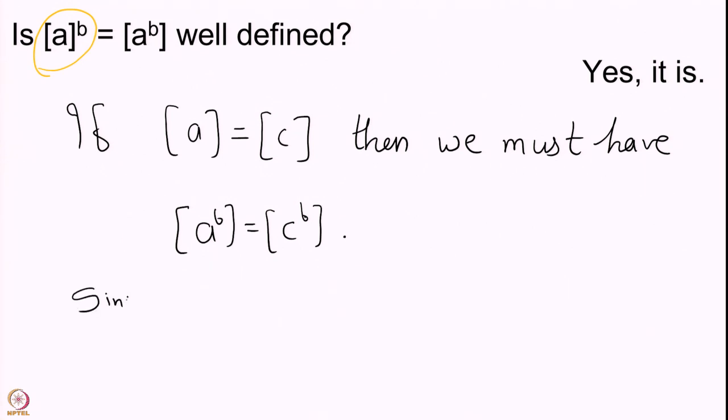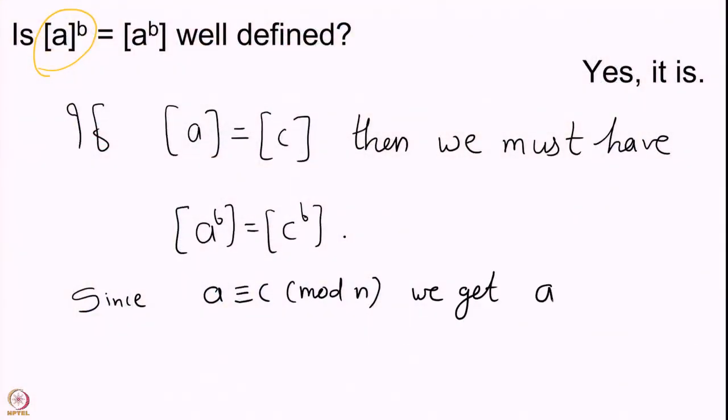So, since A is congruent to C mod n, I will consider this congruence B many times, take the product of left hand side elements which are all A, the product taken B times, so I get A power B, and the element on the right side of the congruence is C B times, taking the product will give you C power B. So, we get A power B is congruent to C power B mod n. And this is all that we wanted, because once we have A power B congruent to C power B mod n, we get that these two classes are the same.